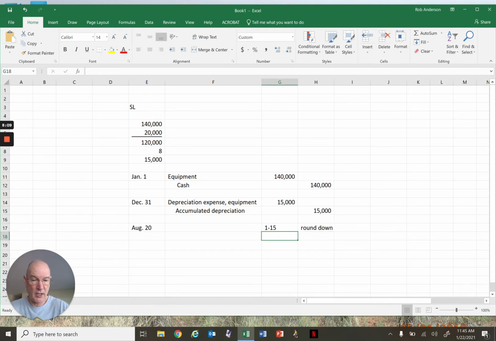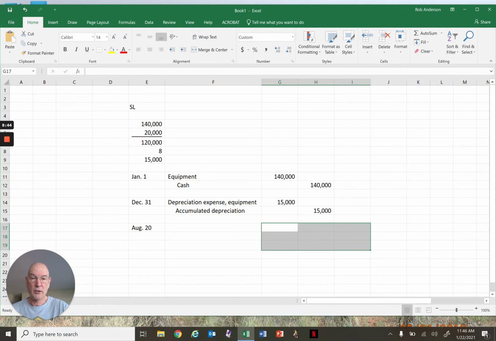If we buy this anywhere from the 16th to the end of the month, we're going to round up. So this was August 20, which means we're going to round up. For the depreciation calculation, that means we're going to go to the end of August, meaning we're going to have 4 months of depreciation in the year of purchase. September, October, November, and December, just 4 months. So this is easy to figure out.